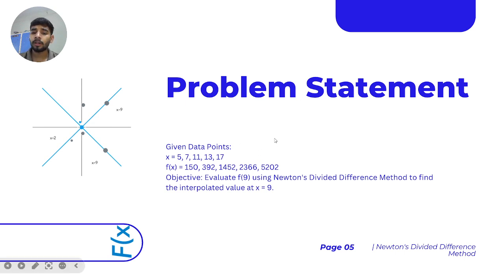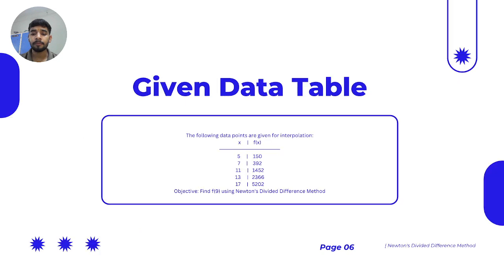Now we will solve a question to understand the method easily. Here the given data points are x equals 5, 7, 11, 13, and so on, and the function values of these data points are given also. Now we have to find the value of f(9) using the divided difference method, at the interpolated value x equals 9.